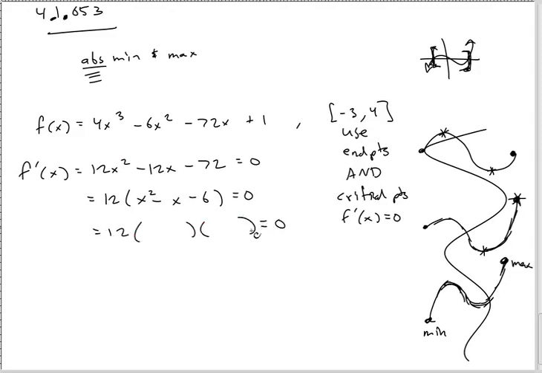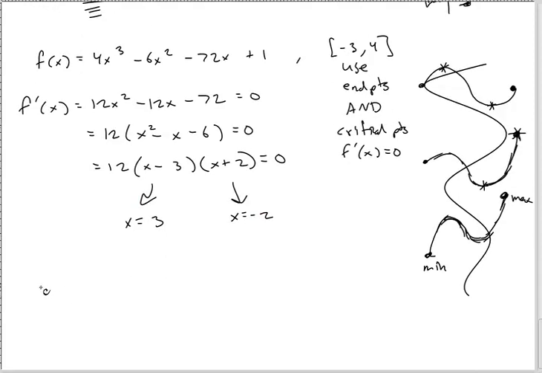And you can factor that. That would be a minus 3 and a positive 2. Okay, so then we got x is equal to 3, x is equal to -2, and then we got these guys here.